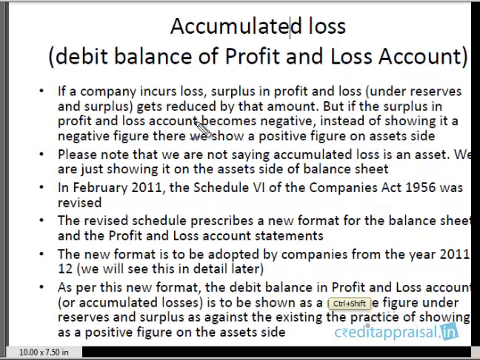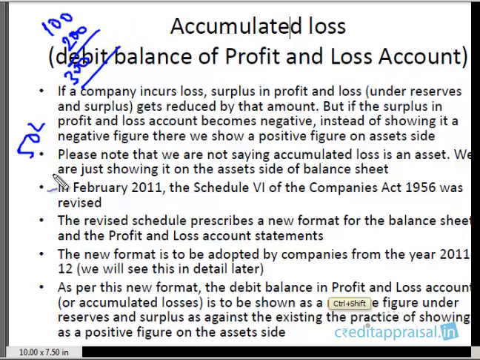So one more item is the accumulated loss. This we actually discussed earlier, under reserves and surplus. If you refer to the discussion on reserves and surplus, there we discussed that the reserves and surplus can become negative if the company has some loss. Say for example, the capital of the company is 100 lakhs and reserves is some 200 lakhs. Now the company has made a loss of say 50 lakhs. So this is the previous year's figures. The company has 300 net worth, 100 in capital and 200 reserves and surplus.